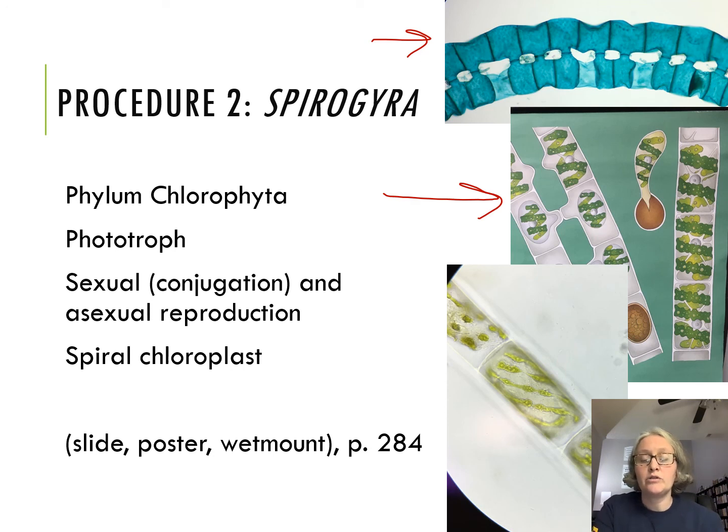The nice thing about Spirogyra, the way that you'll be able to identify it, is because it has this nice spiral chloroplast. And so you can see that spiral chloroplast. You're going to be looking at a slide of this, a poster, and a wet mount.